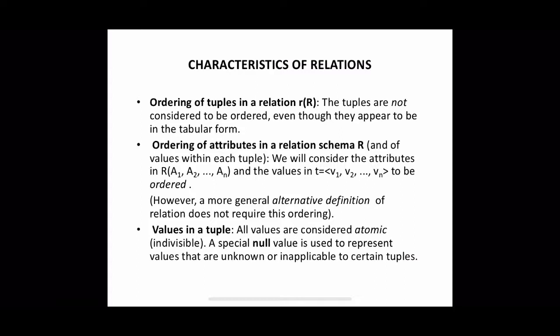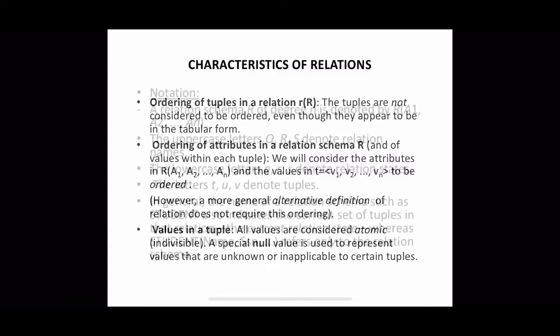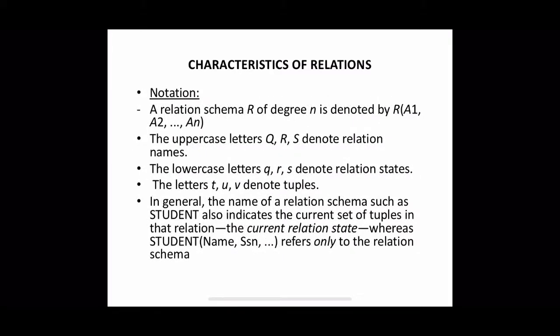In that case also we can populate with null values. Now some notations in relational model. As you know, the relational schema R will be denoted using uppercase R together with attributes in parentheses. The uppercase letters Q, R, S, etc. denote the relation names, whereas lowercase letters q, r, s, etc. denote the relation states or the current population of the corresponding relational schema.